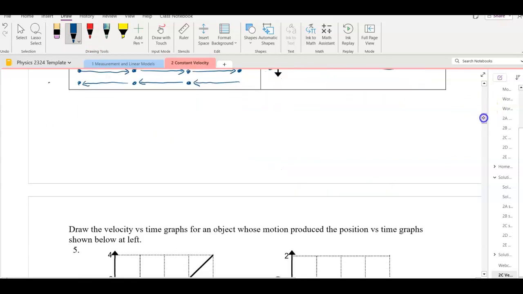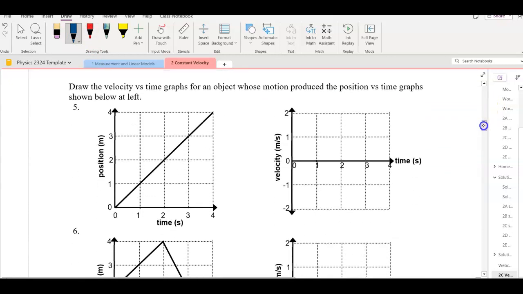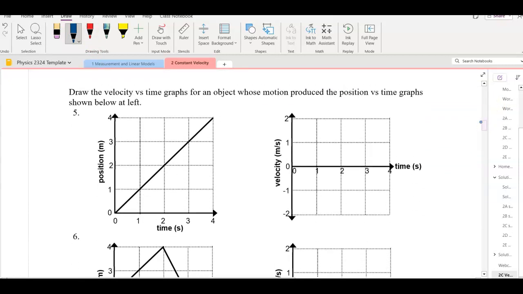Okay, let's go to the next page here. Now, instead of motion maps, we have position versus time graphs on the left, and we're going to build the corresponding velocity versus time graph on the right. So in this first one, number 5, I see a linear graph, and it starts at position 0 and it goes to position 4 in 4 seconds.